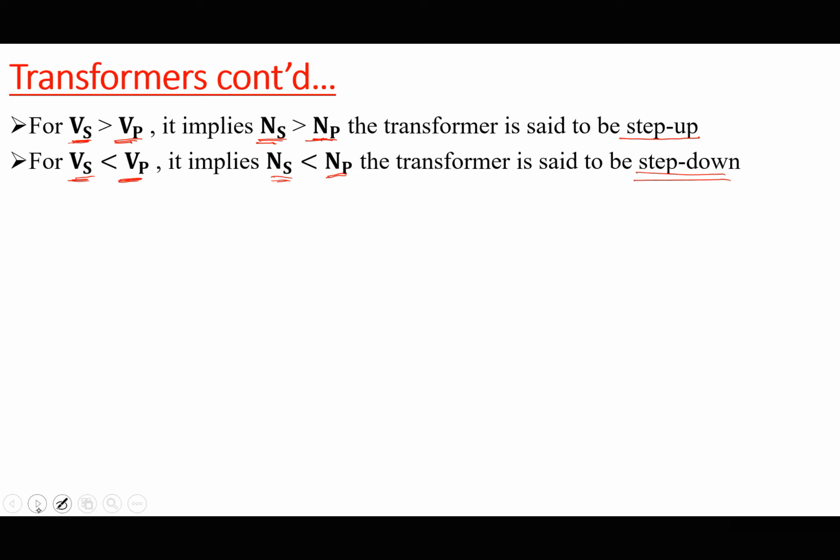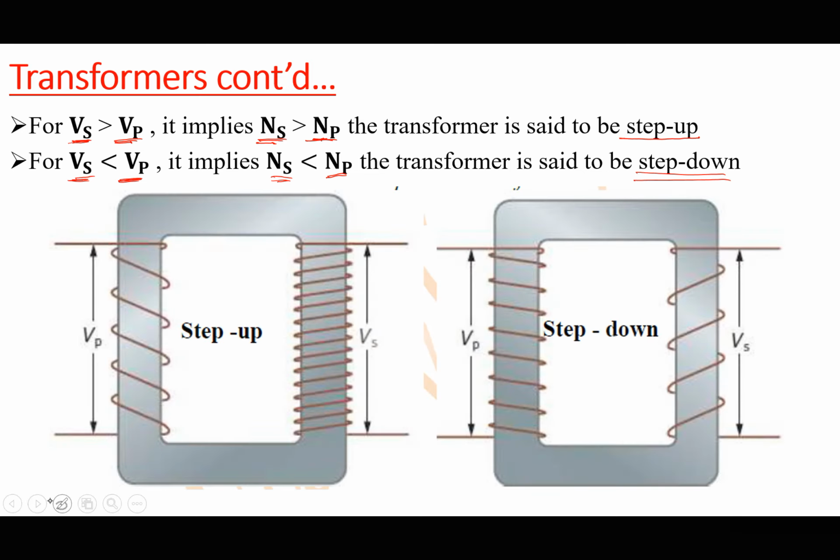So to illustrate this, I've indicated here two diagrams. You notice that here we have fewer turns on the primary and we have many turns on the secondary. So this is automatically a step up. The output voltage will be greater than the input voltage.